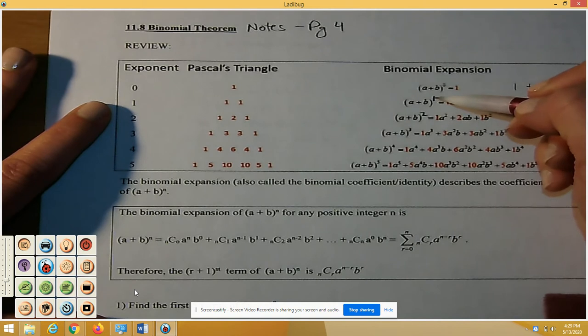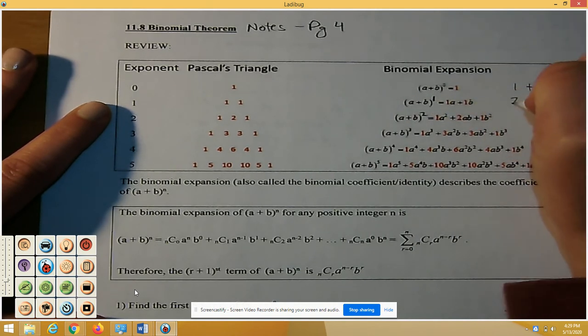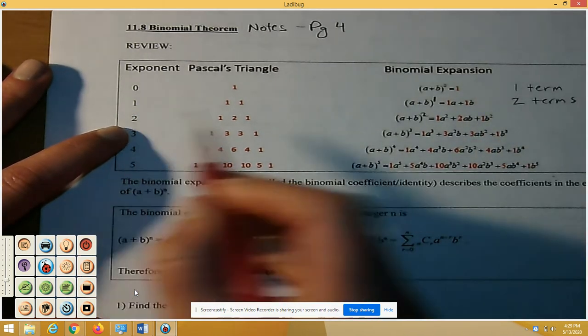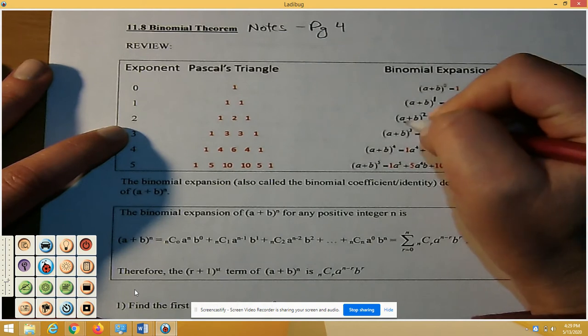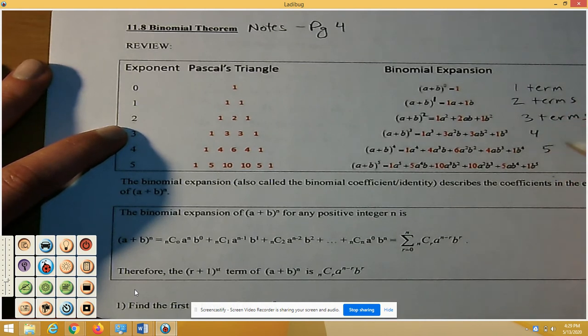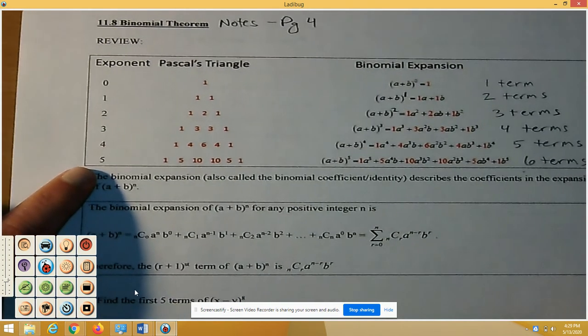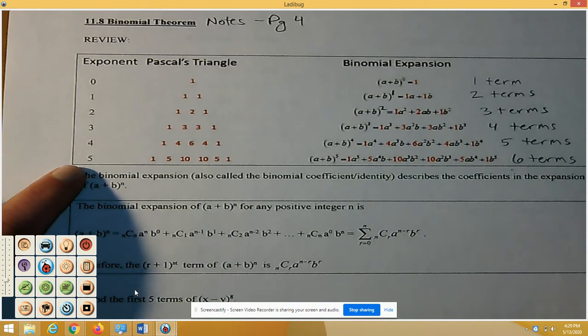If the exponent is 1, your final answer would just be a plus b, so 2 terms. If the degree or n is 2, now you have a plus b squared, and you end up with 3 terms. You can see this pattern all the way down: 4, 5, and now 6 terms. So 4 terms, 5 terms, and 6 terms for the row. So if n is 5, we actually end up with 6 terms. And that's important for us.